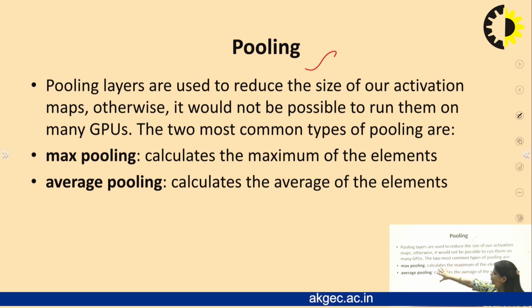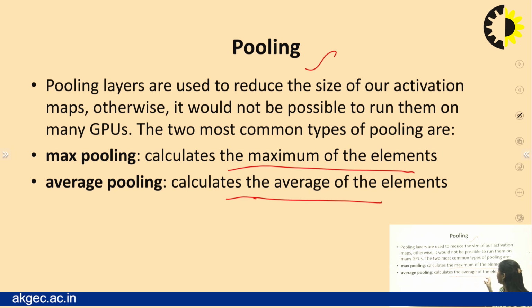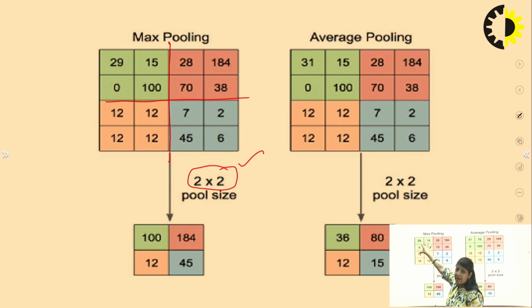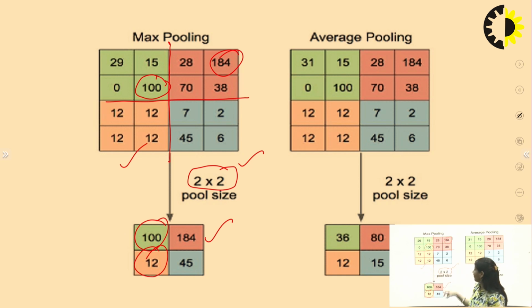There are 2 types of pooling, max pooling and average pooling. Max pooling calculates the maximum of the elements, as its name says, and average pooling calculates the average of the elements. Just see how this will work. We have an input image like this, and if we want to apply max pooling here, then 2 by 2 is the pool size. So 2 by 2 means this whole image will be divided into 2 by 2 row and column groups. We find the maximum pixel here, this value is 100, and in this box we have the maximum value, that is 184, and in this box all values are equal, so the max is 12, and in this box we have 45.